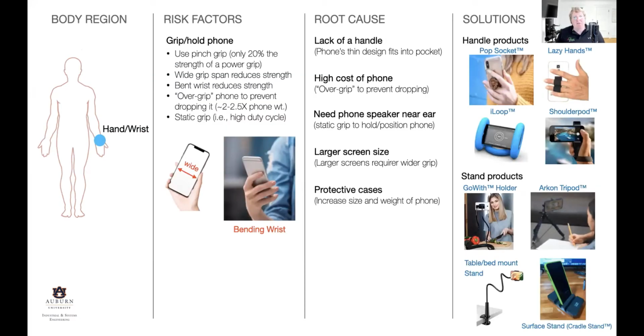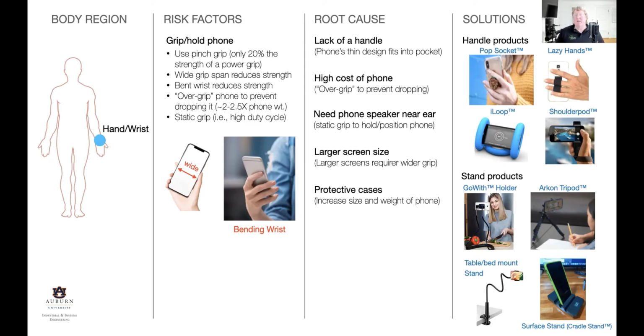If we look at the hand and wrist, when gripping the phone, a lot of times we use a pinch grip, so you only have about 20% of the strength that you would in a power grip. Particularly with the larger phones, there is a wide grip span. Then if you have a bent wrist, it reduces strength. We also overgrip phones. They're so expensive that we grip to prevent dropping and breaking them, so I think we actually apply more force than we need for that security. And then there's a static grip, which results in a high duty cycle.